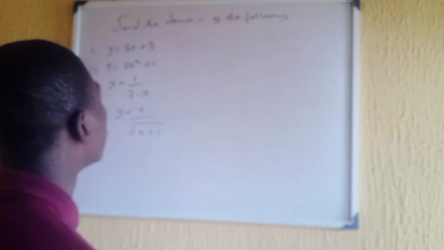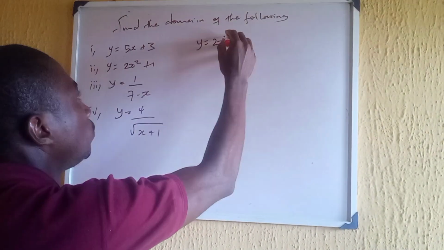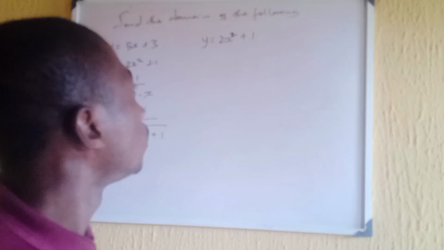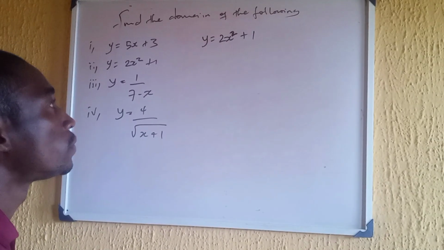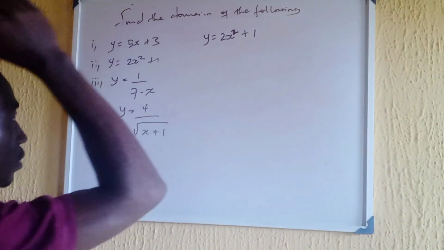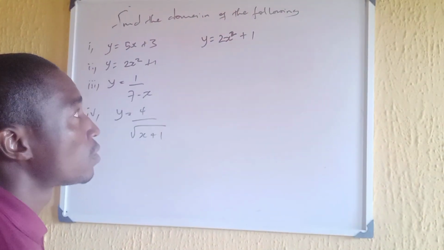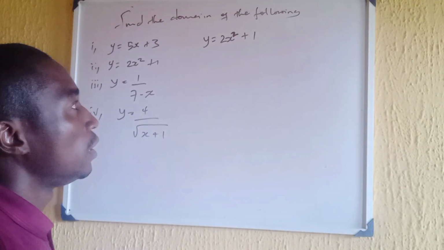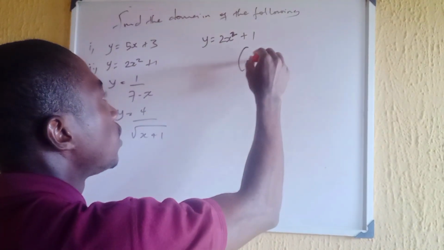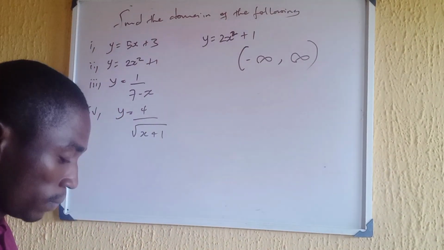The second one, y equal to 2x squared plus 1. The same thing applies to this. Any value you put here will give you a result. So it can take any value. In that case, we'll have negative infinity, comma, positive infinity.